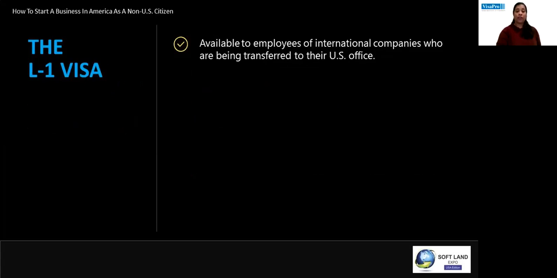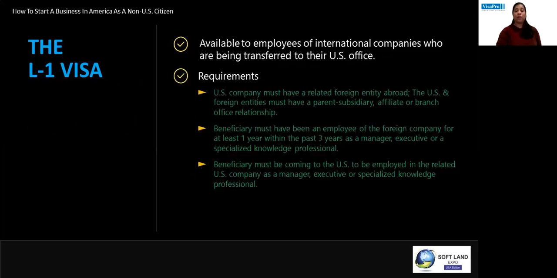Let's now take a look at the two most popular US short-term visa options that can be used to start and build a business in the country: the New Office L1 and the E2 visa. The L1 visa is a non-immigrant visa classification available to employees of international companies who are being transferred to their US office. To qualify for the L1, there are certain requirements that must be satisfied.